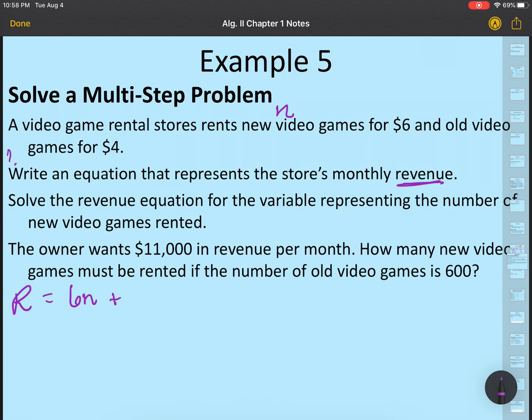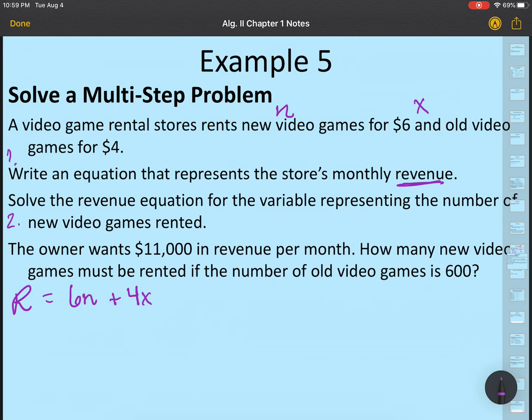Then I got to add on the old video games, and they were $4 a piece. But I'm not going to represent old video games with a variable of O because it kind of confuses it with 0. So I'm just going to call it maybe X. So 4X, for X representing old video games. So here's my revenue equation. So that satisfies the first part.